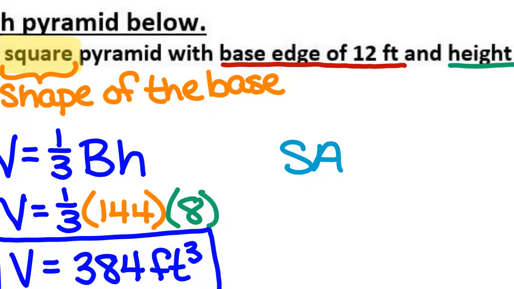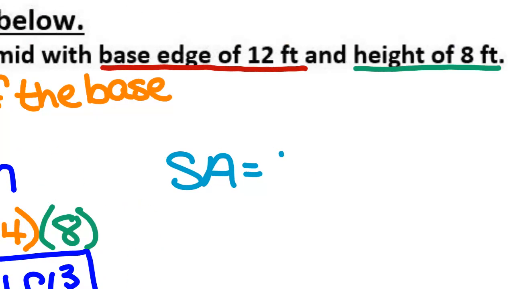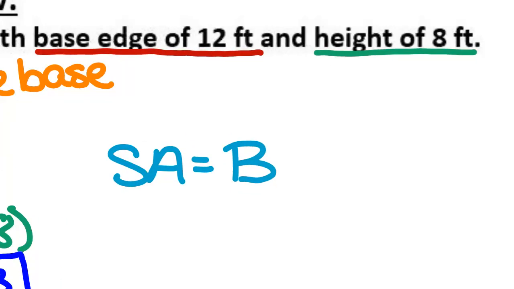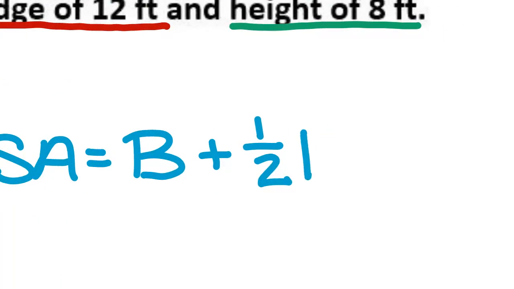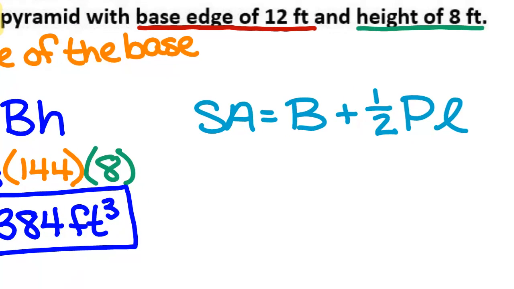Then surface area. For surface area, we have just one base, so we need just the area of the base once, plus 1/2 the perimeter of the base times the slant height. Well, I already have the area of the base. That was 144.